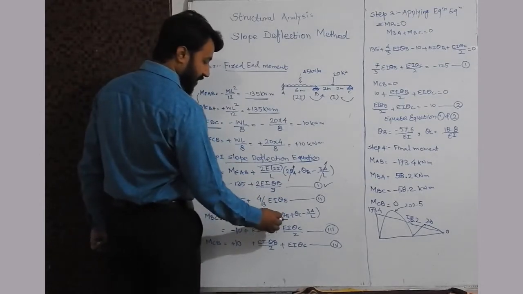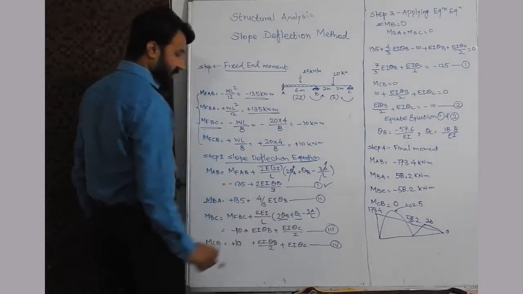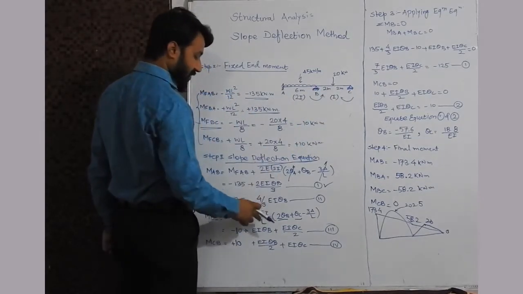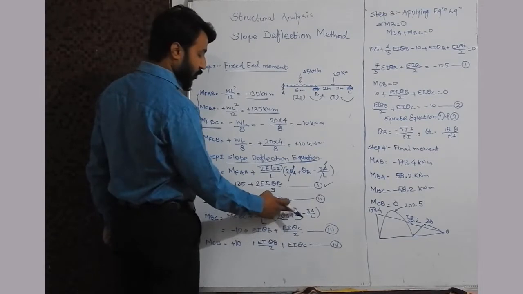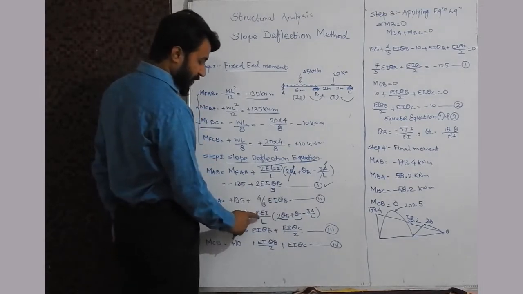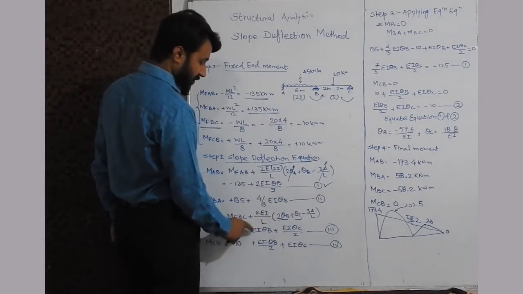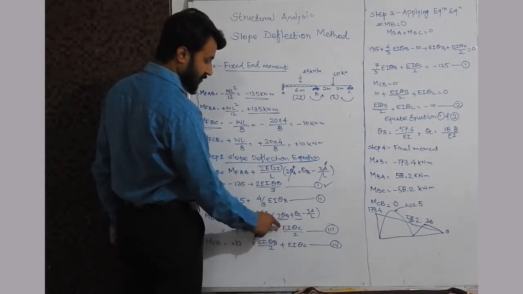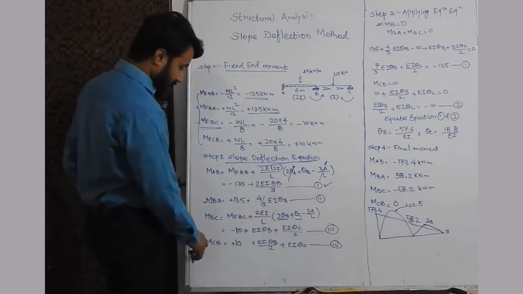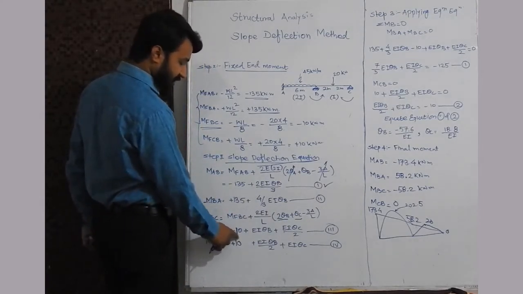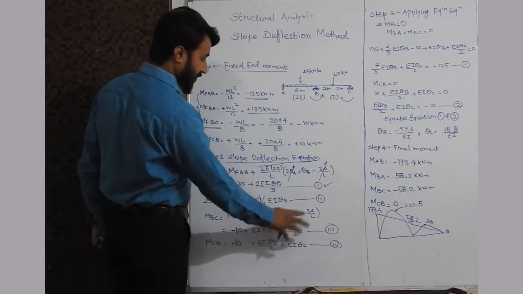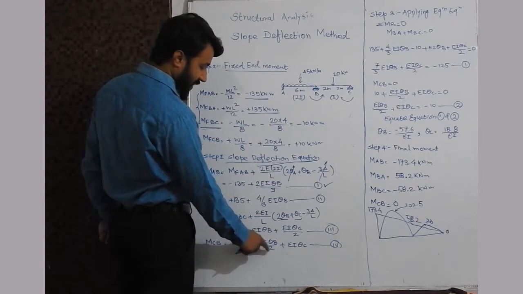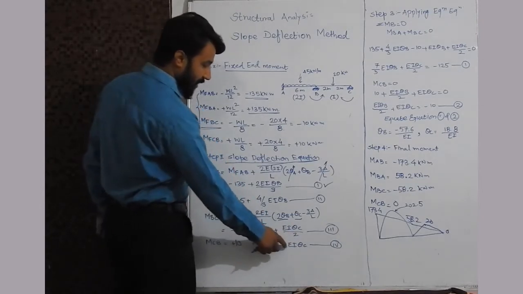Here theta B and theta C will be there because theta B and theta C have some rotation, and that's why there will be consideration of slope. Okay, so 2 by 4 into 2, this will be EI theta B, and this single 2 divided by 4 is 1 by 2 EI theta C. So the final equation will be minus 10 plus EI theta B plus EI theta C divided by 2. Now MCB is plus 10 plus EI theta B by 2 plus EI theta C.